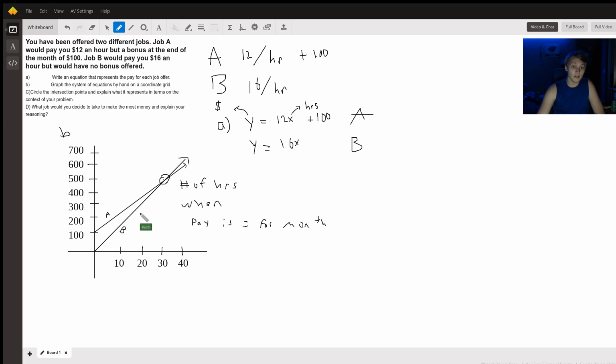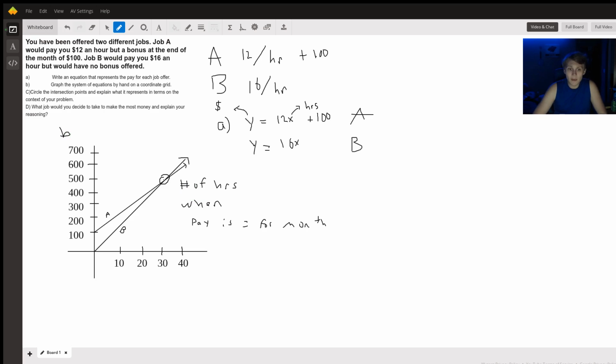So when they intersect, A and B have made you the same amount of money, and everything past that, job B is going to make you more money, and everything before that, job A is going to make you more money. So what job would you decide to take to make the most money, and explain your reasoning?